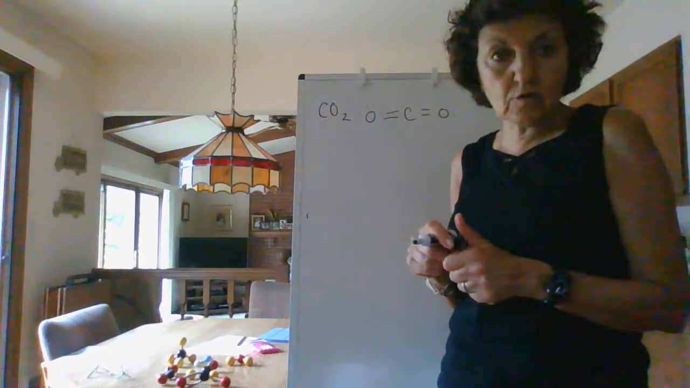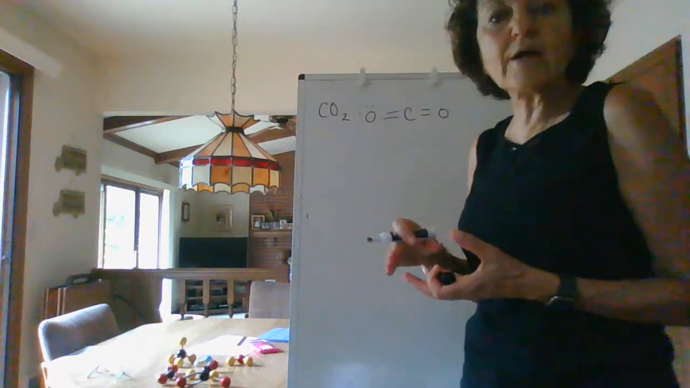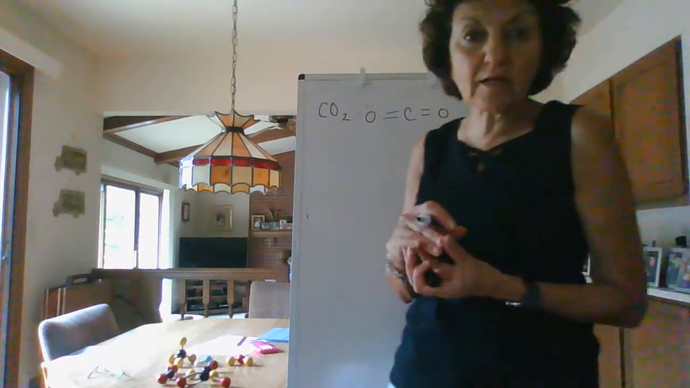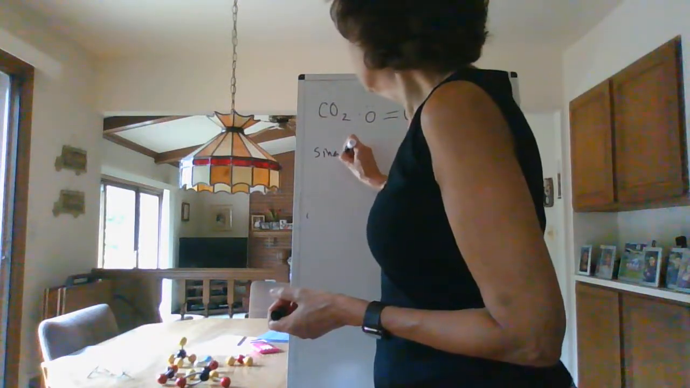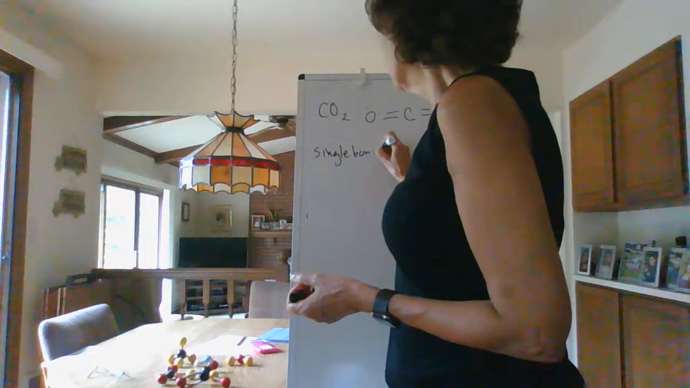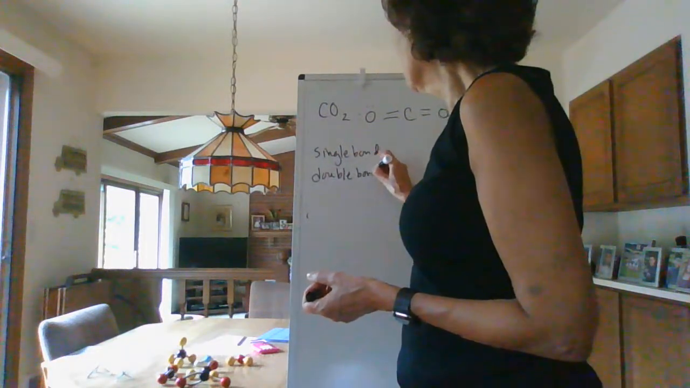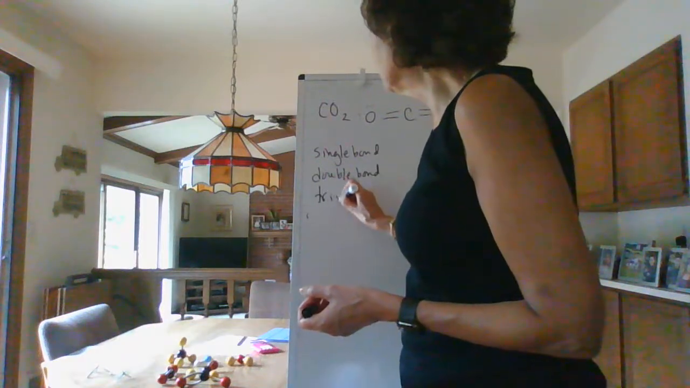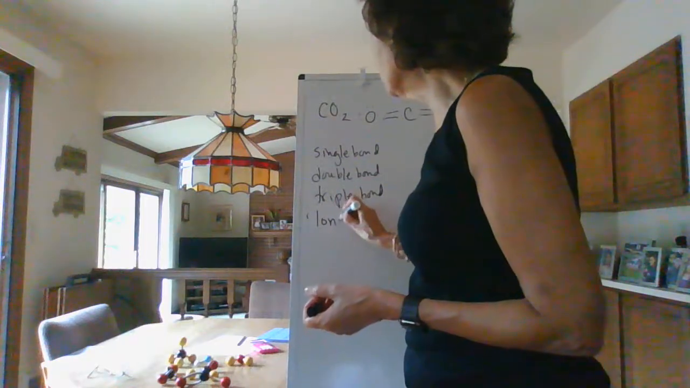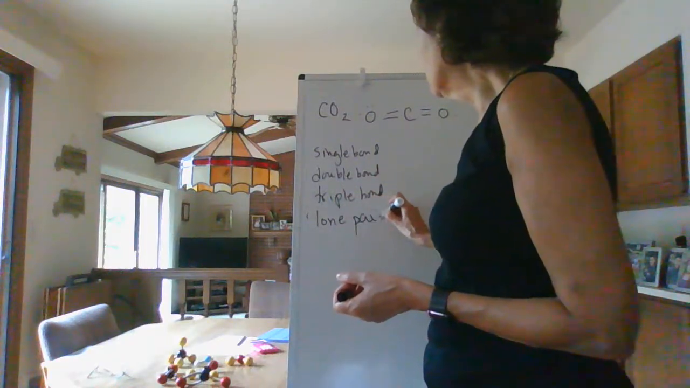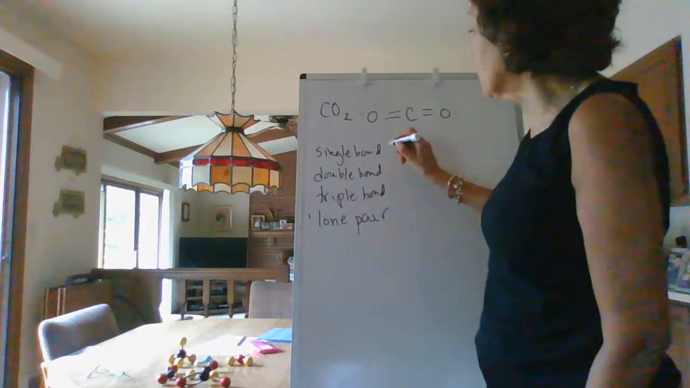So the first thing you do is you count how many electron dense areas are around the central atom. And what do I mean by electron dense area? Well, a single bond or a double bond or a triple bond or a lone pair. Each one of these things is considered one area. Okay, so this is considered one area.